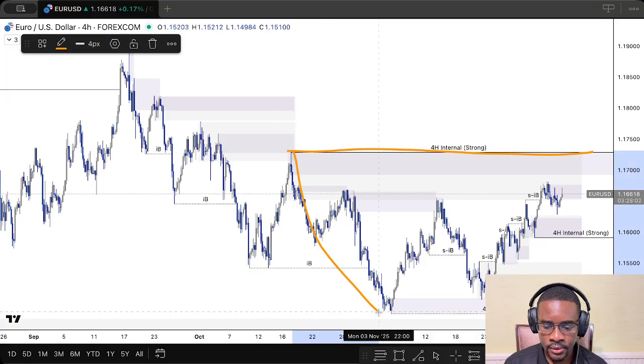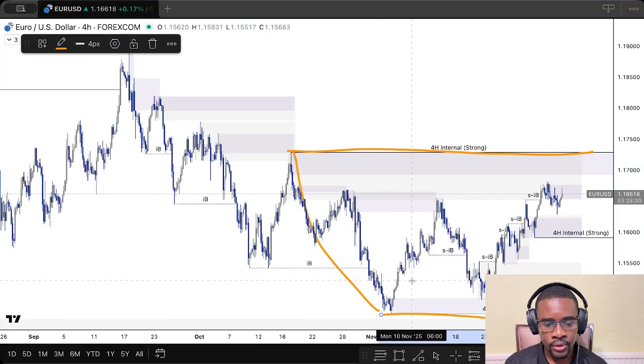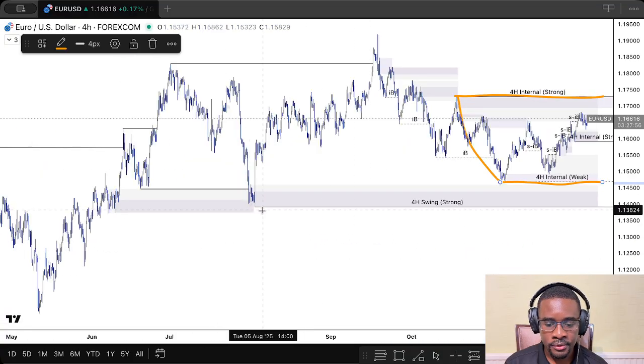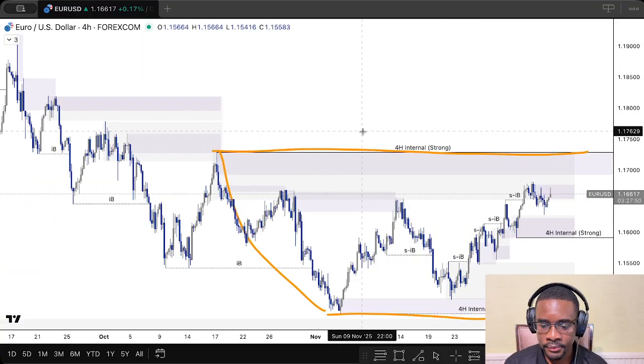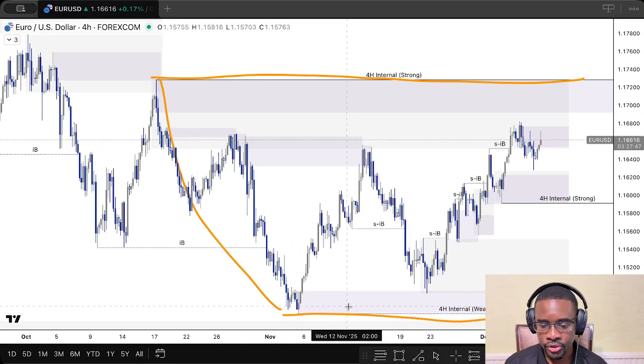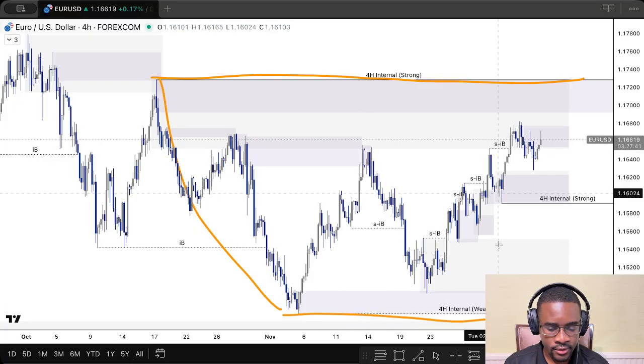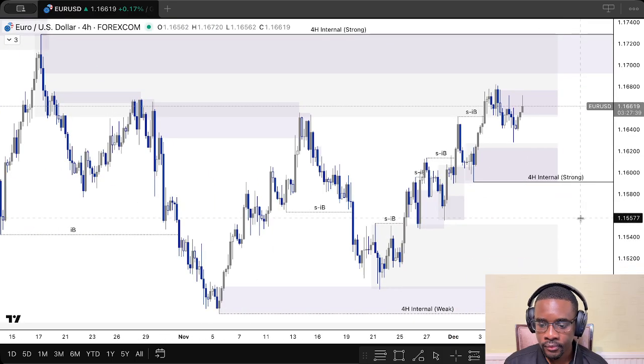Internal is still the same as that on the daily, right? So the swing is also the same as on the daily. So the swing for the 4-hour is bullish. Okay, swing is bullish. All right, and then our internal is bearish.